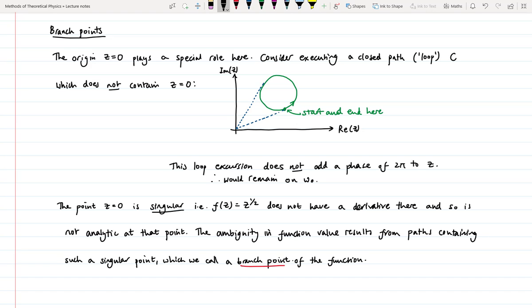I'll note that for the square root of z, z equals infinity is also a branch point and effectively defines the end of the branch cut that we make to define W0 and W1. And we'll revisit the concept of a branch point at infinity in the next video.